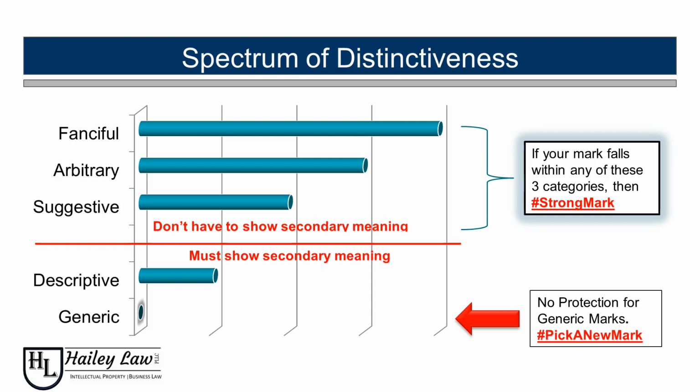Now, if the mark falls below the red line, such as descriptive, there will be an issue with getting that mark registered with the United States Patent and Trademark Office. And you will have to show secondary meaning, which means you have to show that the public identifies the mark originates from a particular source. Now, back to generic, there's no protection for generic marks, period.